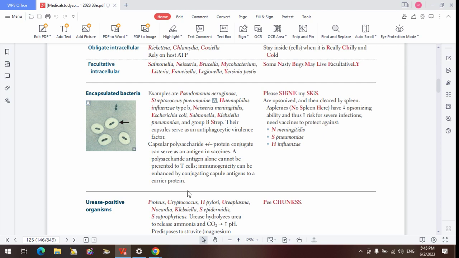The whole capsule thing. Yeah, so this is it. When you say the non-typeable Haemophilus, we are going to get there.